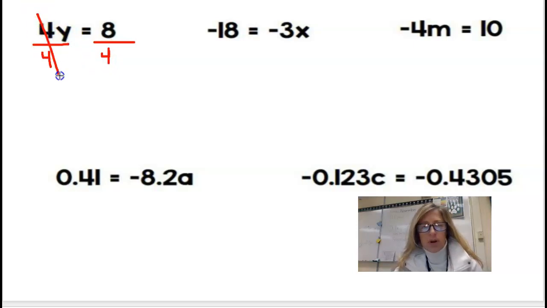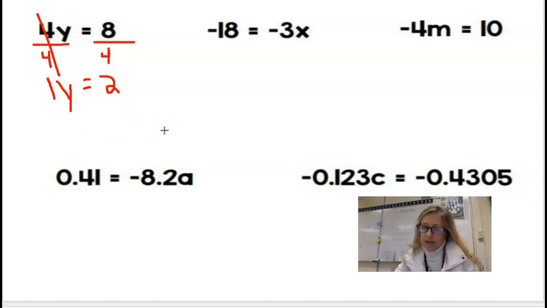What's 4 divided by 4? 1. So I'm left with just one y, and you all know that there's some invisible math here. There's a 1 in front of it. Excellent. And 8 divided by 4 is 2. So 1y equals 2, or just y equals 2.